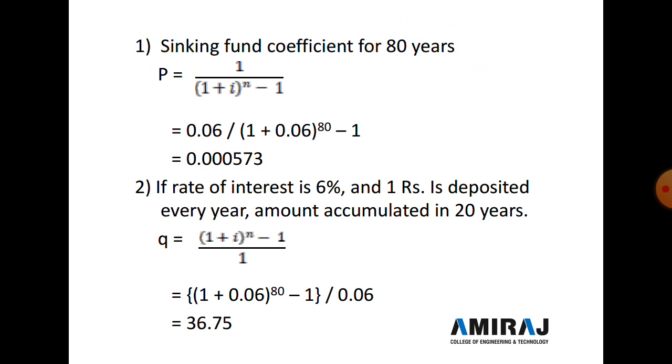So p is equal to i divided by ((1 + i)^n minus 1), that is 0.06 divided by (1 + 0.06) raised to n, which is 80 years, minus 1, so we got the answer 0.000573. Clear? Now similarly, if the rate of interest is 6% and 1 rupee is deposited every year, the amount accumulated is q = ((1 + i)^n minus 1) divided by i, where 1 + i is 1.06, raised to n equals 80, minus 1, divided by 0.06. So the answer for q we got is 36.75.